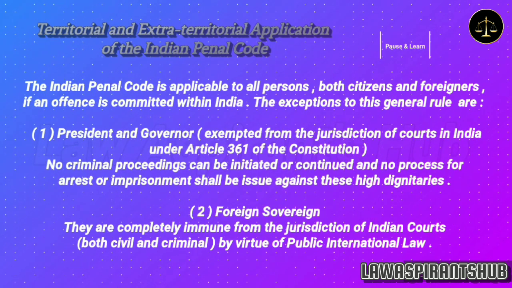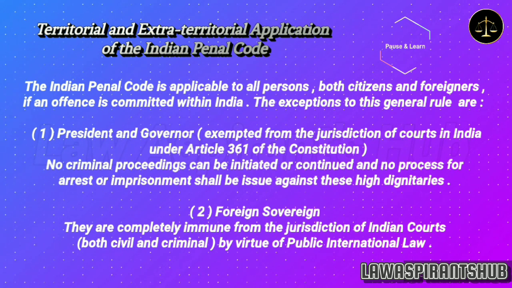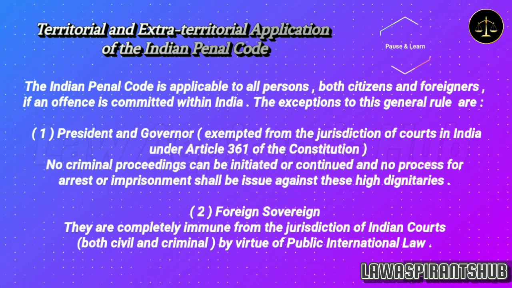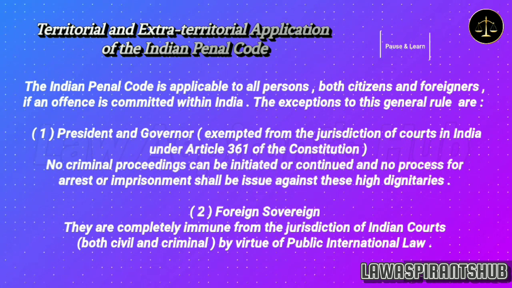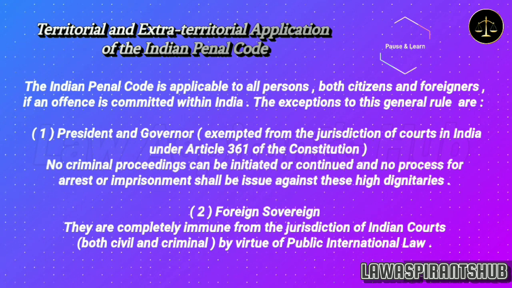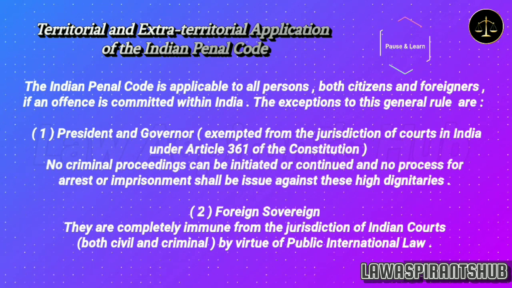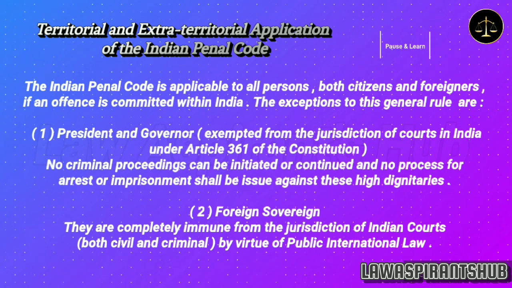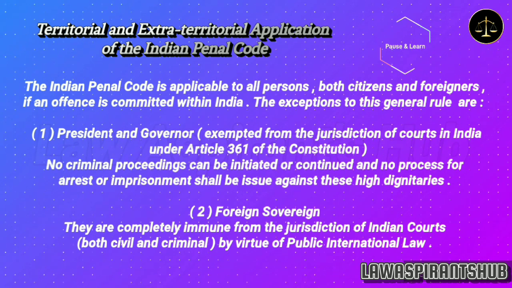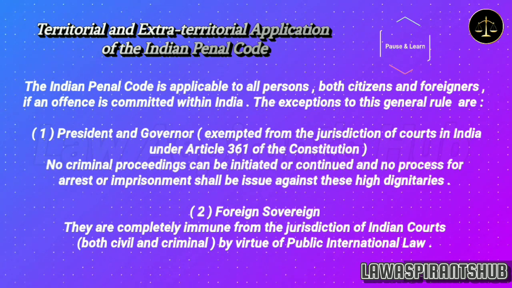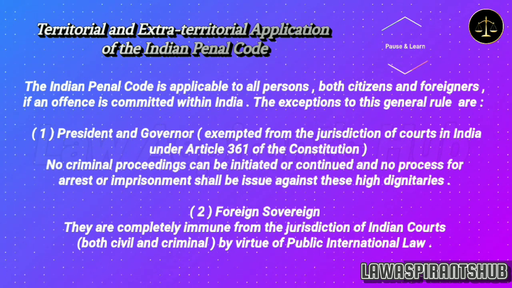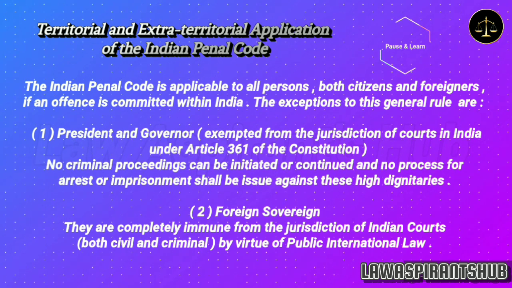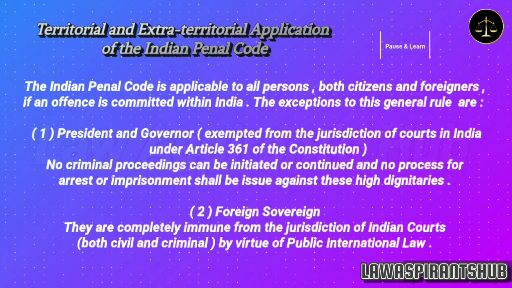Let's see the exceptions to this general rule. The Indian Penal Code is applicable to all persons, both citizens and foreigners, if an offence is committed within India. The exceptions to this general rule are 1. President and Governor, exempted from the jurisdiction of courts in India under Article 361 of the Constitution. No criminal proceedings can be initiated or continued and no process for arrest or imprisonment shall be issued against these high dignitaries. 2. Foreign sovereign. They are completely immune from the jurisdiction of Indian courts, both civil and criminal, by virtue of public international law.